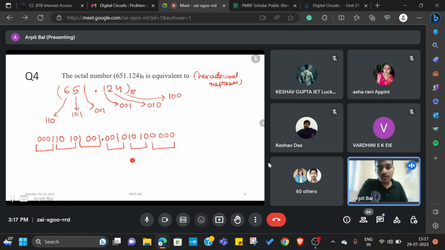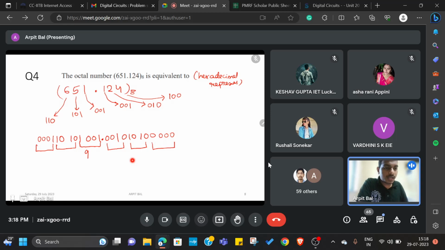Now what we need to do is the same exercise that we performed just two questions before: whatever number is present, we write its hexadecimal equivalent. The same thing can be done now as well. The hexadecimal of 1001, so 1001 is 9, right? So the hexadecimal of 9 is 9.